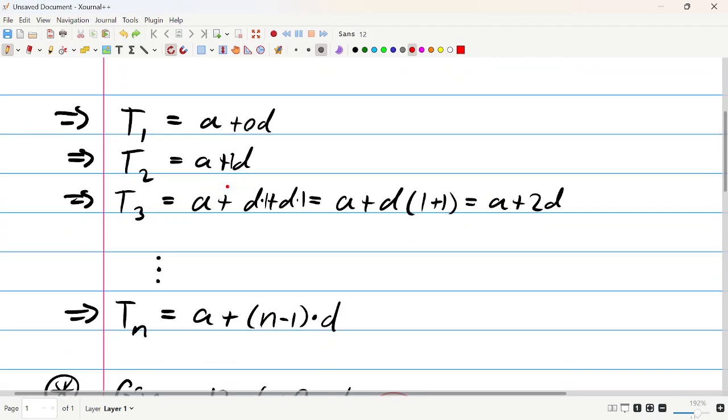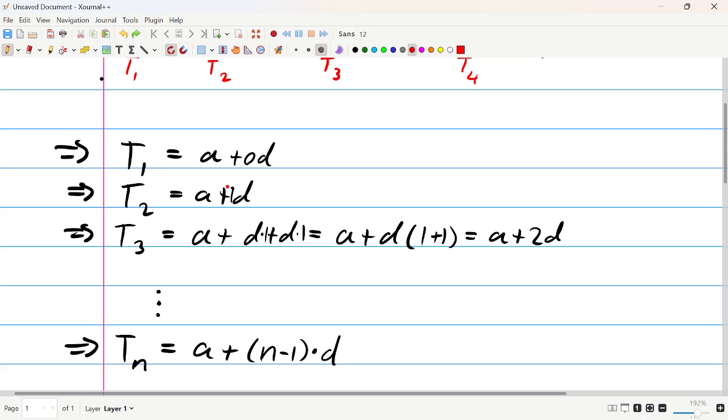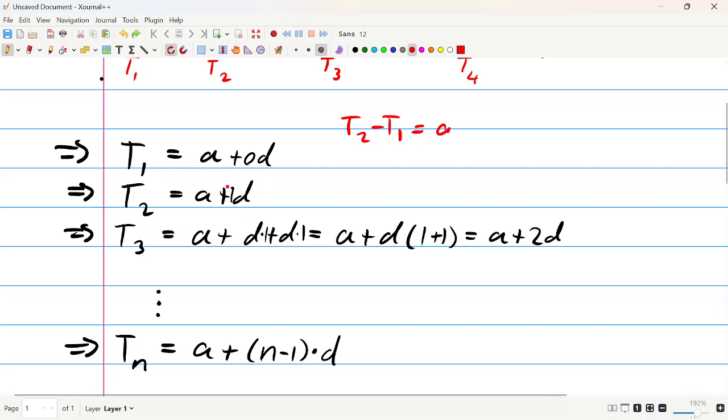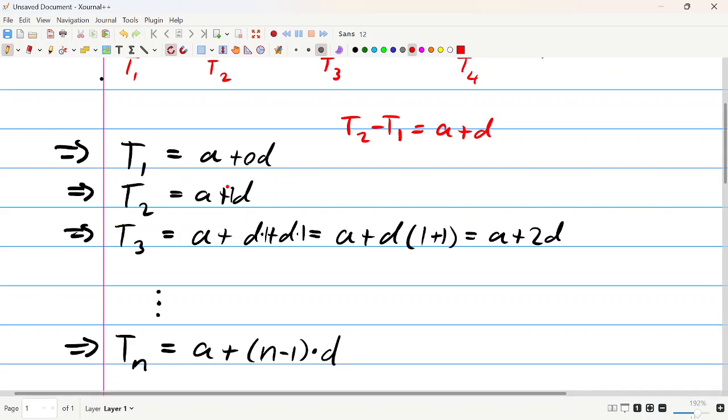Let's show this, right? If I were to say that we have term 2 minus term 1, what is term 2 equal to? It's A plus D, right? A plus D, and we're subtracting term 1, which is minus A. And then A minus A, they cancel, and we're left with D. I guess I'll write it here.